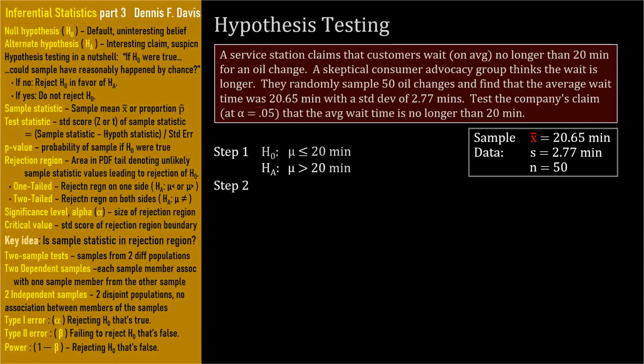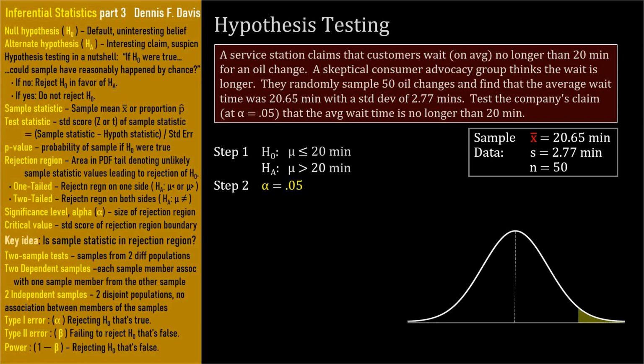For step 2, we're given that alpha is 0.05. Here's the sampling distribution PDF. It's a right-tailed test since H sub A says greater than. Alpha is 0.05 and mu0 is 20 minutes.